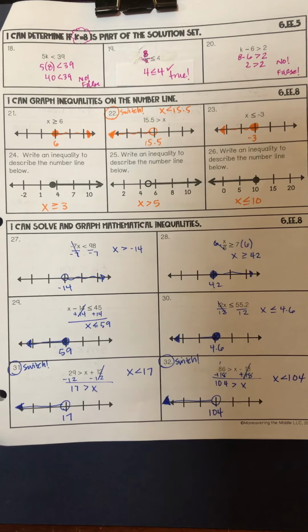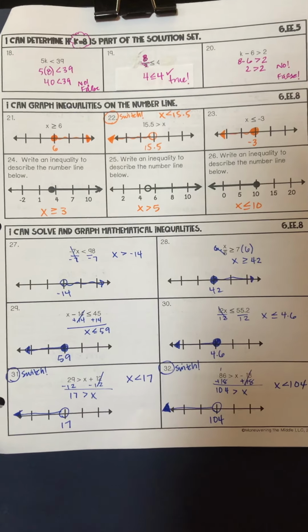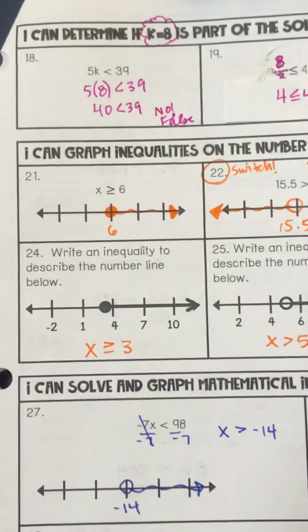Okay, here's the second page, which is technically page 3 of the study guide for numbers 18 through 32. And then we'll do the back side of this, which continues until the end. So at the top, number 18, I can determine if k equals 8 is a part of the solution set. So we are focusing on number 18.